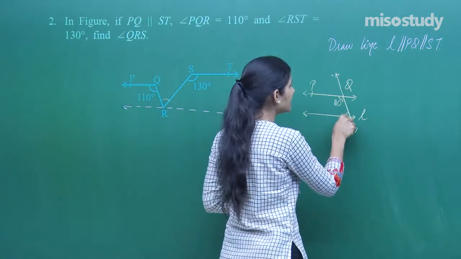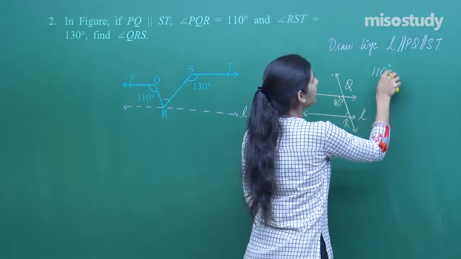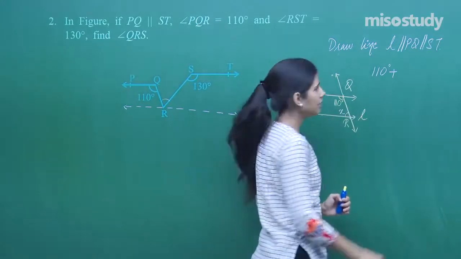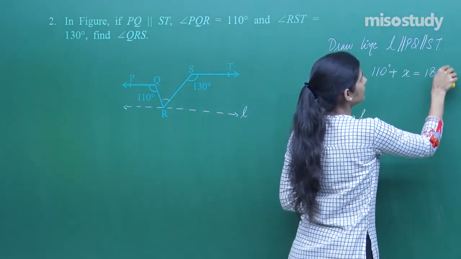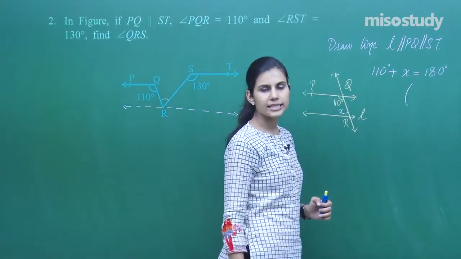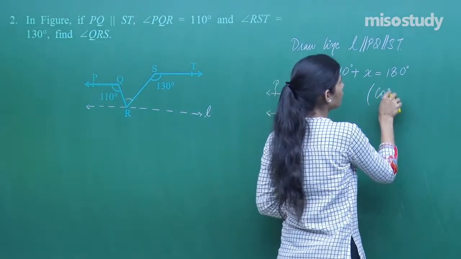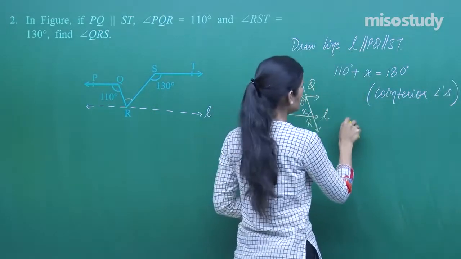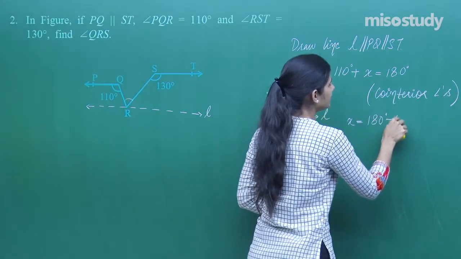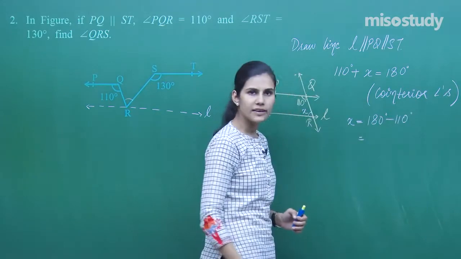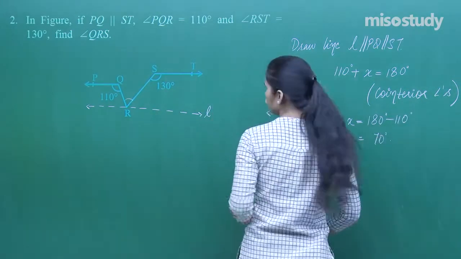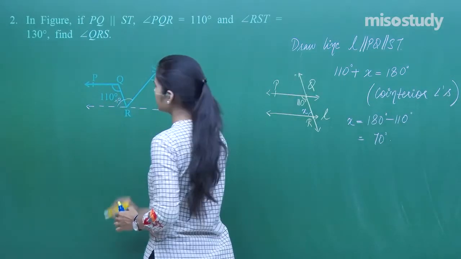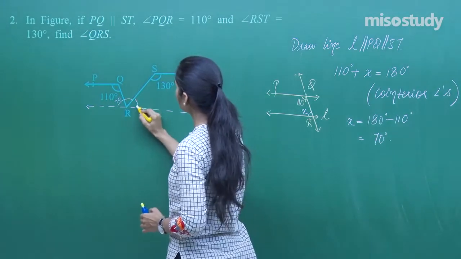So what can I say? I can say that 110 plus this angle, suppose I say this is x, 110 plus x is 180, because you know that the sum of co-interior angles is 180, as the lines are given to be parallel. So x will be what? 180 minus 110, which is 70. So this angle has come out to be 70.